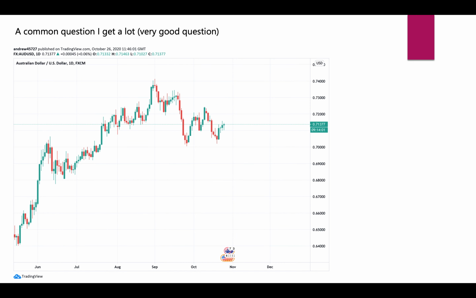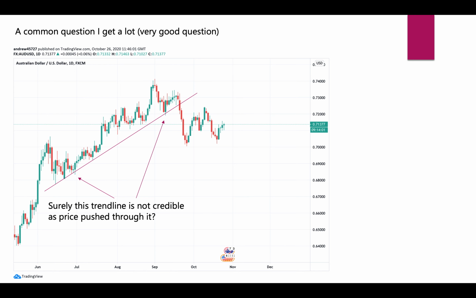So this is a common question I get a lot, and I just want to clear this up today. It's also a very, very good question. So if you do have this question, I'm going to answer it for you now. So surely this trend line is not credible as price pushed through it. You can see these candles at some point did push through this trend line, okay? So the question I get is, it pushed through, so it's no longer credible.